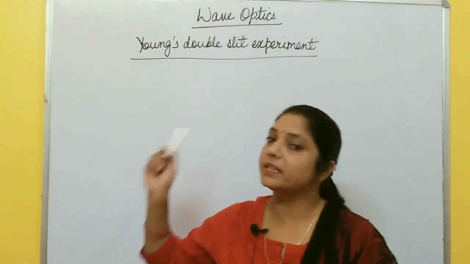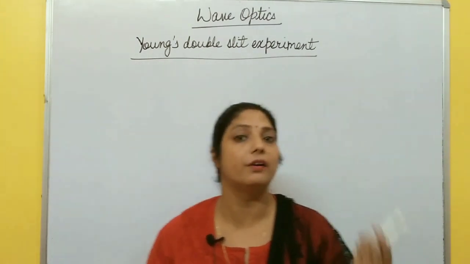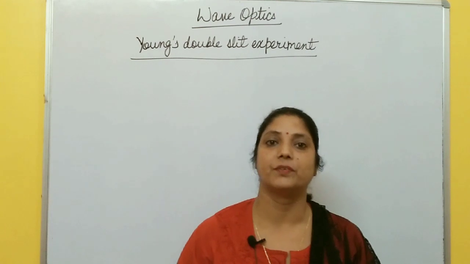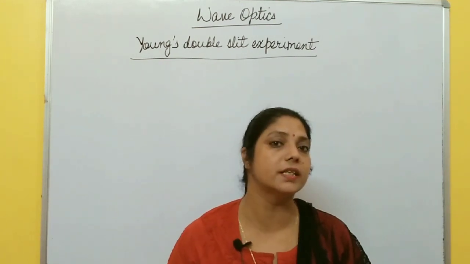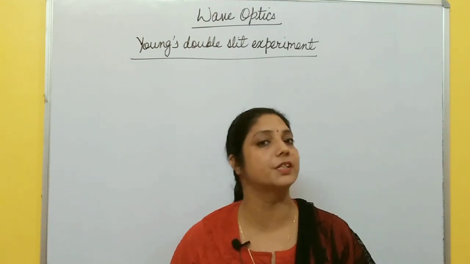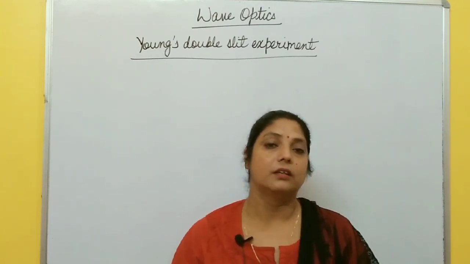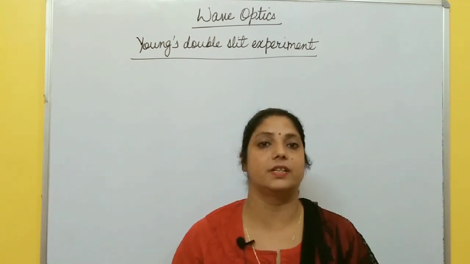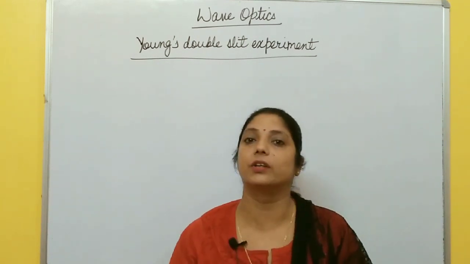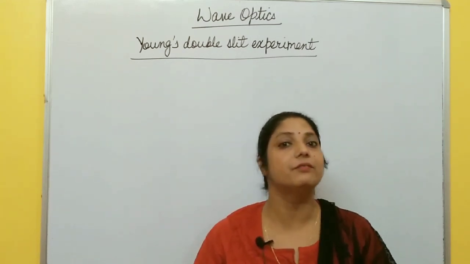So, before starting this experiment, you must know about coherent sources, which we already discussed in the last class. Coherent sources are those sources which have the same frequency and constant phase difference between them. Why is this coherent source needed? To produce sustained interference or static interference on the screen, so that we can observe the interference pattern very easily.